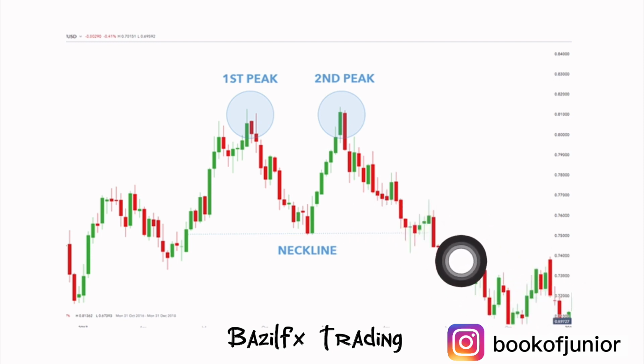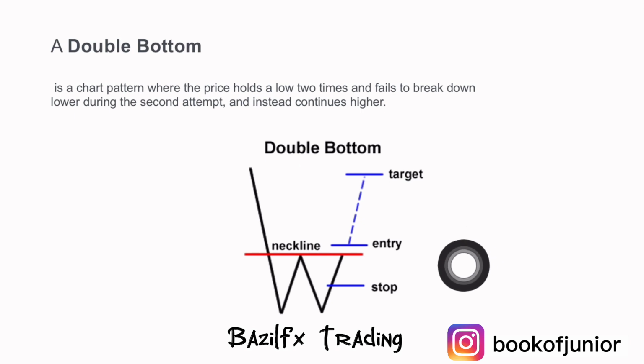That's our double top. Then the opposite is a double bottom. So a double bottom is a chart where price holds a low 2 times and falls to break down, and breaks the low during the second attempt. So this is where price is coming down like this, it falls to break, then comes here to find support, then it comes back again to break, it falls.